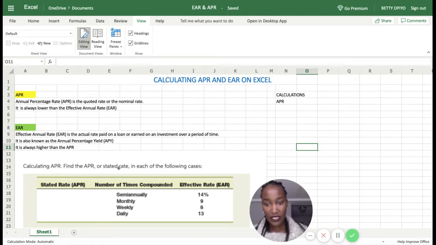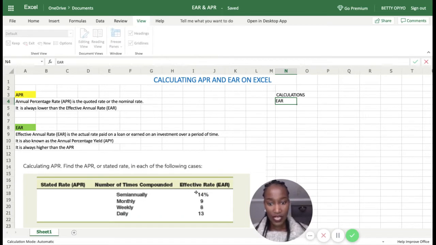Okay, so I have a sample here of questions that we can cover, and it says find the APR or the stated rate in each of the following cases. So here we've been given the effective annual rate and the different compounding periods per year, and in this column we need to figure out what the APR is for each of them. On the right side, I'm going to show you how to do that here on Excel. It's pretty simple, very straightforward.